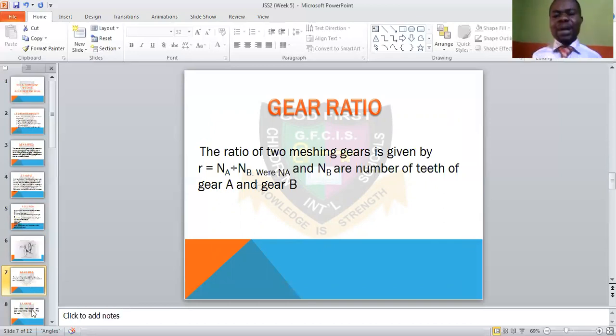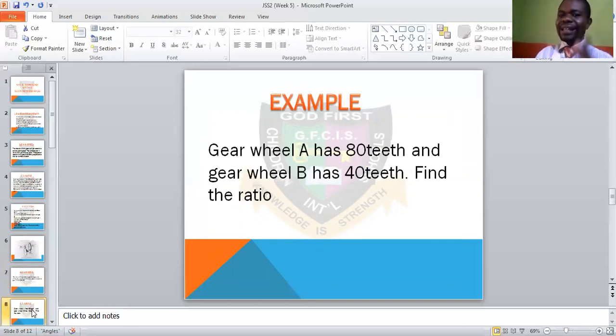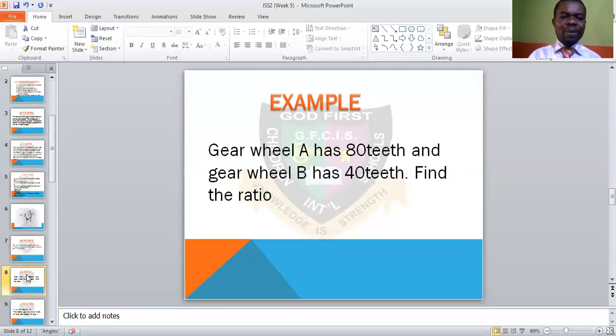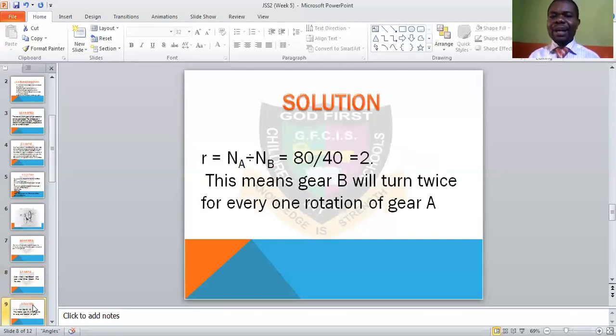We'll look at an example here. Gear A has 80 teeth, and gear B has 40 teeth. Find the gear ratio, or determine the gear ratio, or solve the gear ratio, whatever English you want to use. The solution is just NA over NB. That is 80 all over 40. That is, you have 80 divided by 40, which will give you the answer. Simply, R is NA all over NB. That's 80 divided by 40, gives you 2.